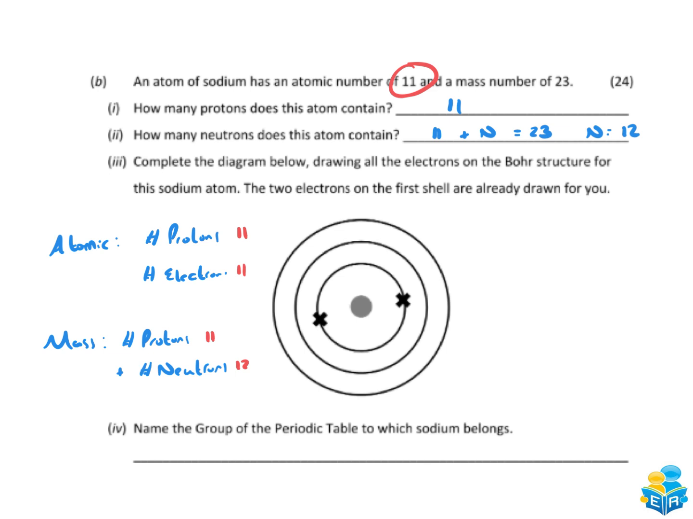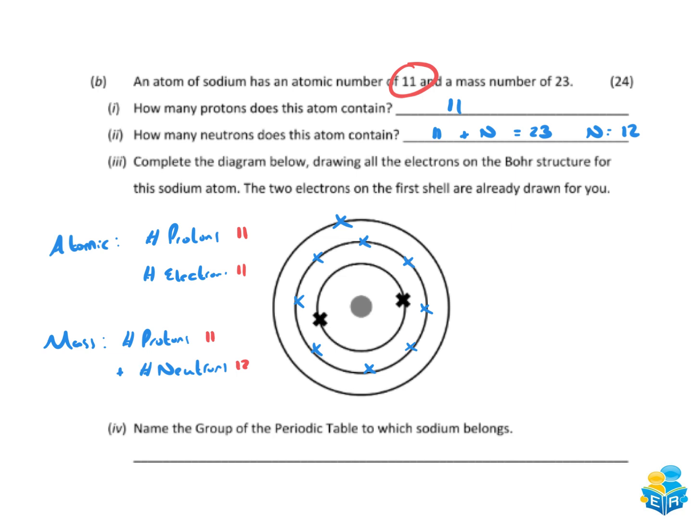You can draw X's or you can draw the dots with the E minuses, it's up to you. But we need to fill that second shell. We're allowed to have 8. So that's the 8, bringing me to a total of 10, because 8 plus 2 is 10, but we need 1 more to get us to 11. So that there is the atomic structure of sodium.